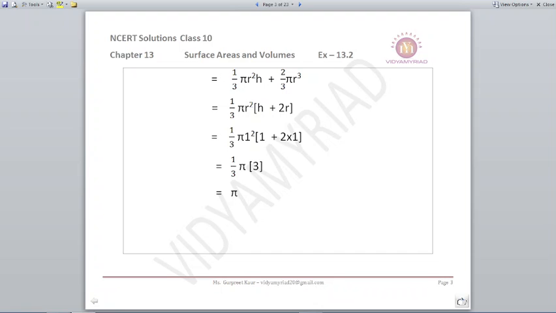We know radius is 1, we know height is 1. Just put the values over here. We get 1 upon 3 pi into 3. 3 gets cancelled. So our answer is only pi.